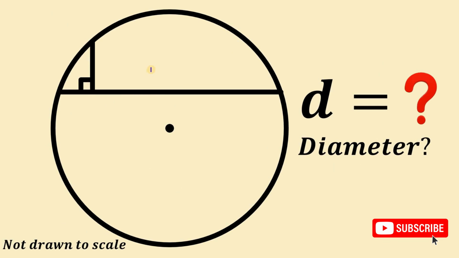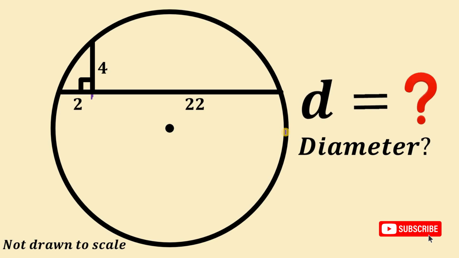Now this segment measures 4 units. And from this point to the end point of this circle, this is 2 units. And from this point to the other end point, this is 22 units. Now the question, what is the length of the diameter of this circle?